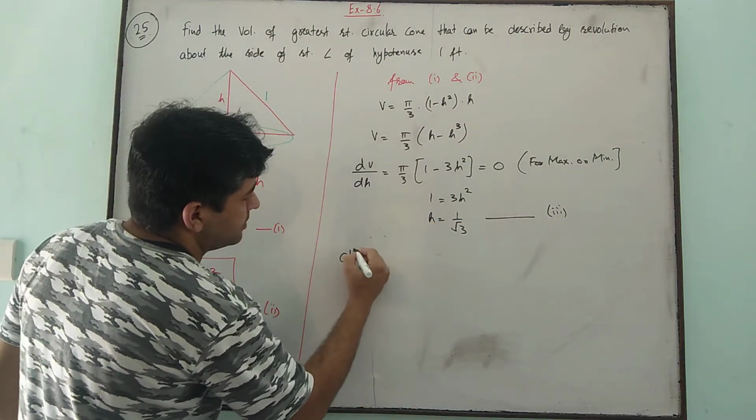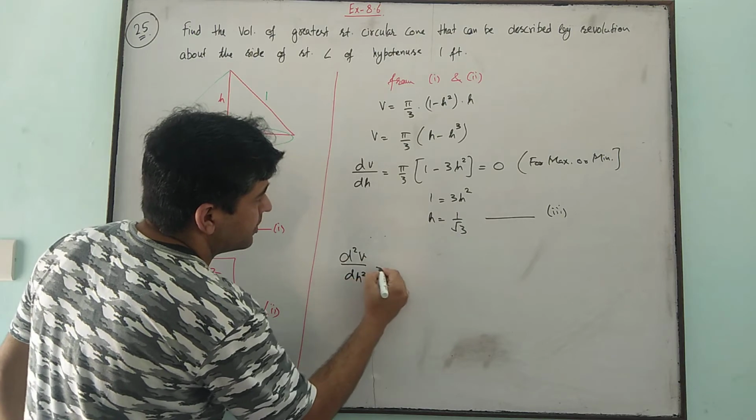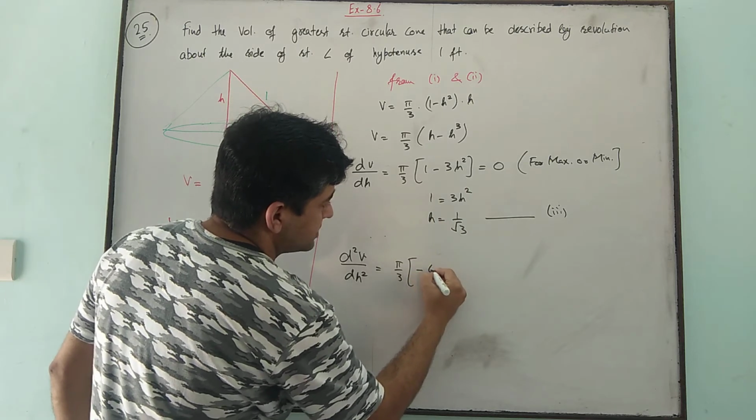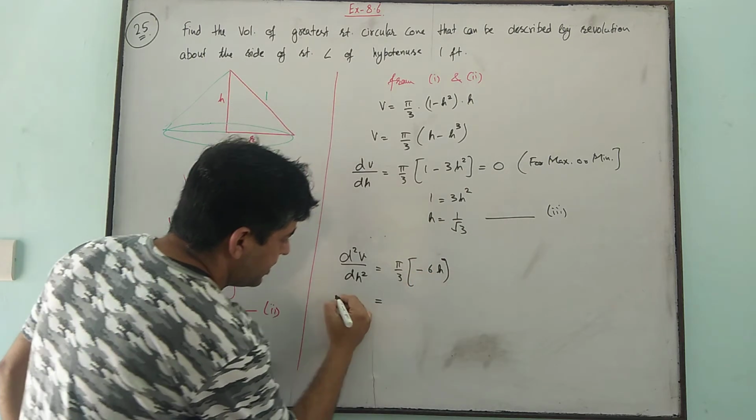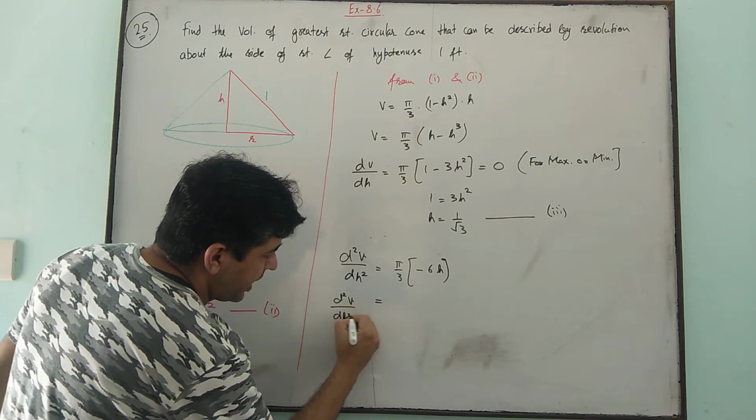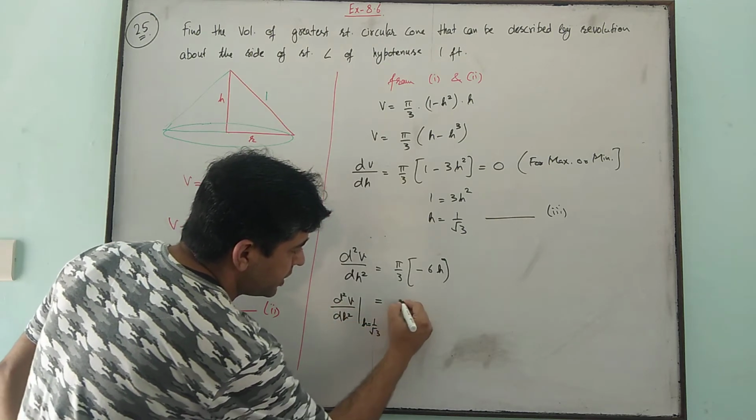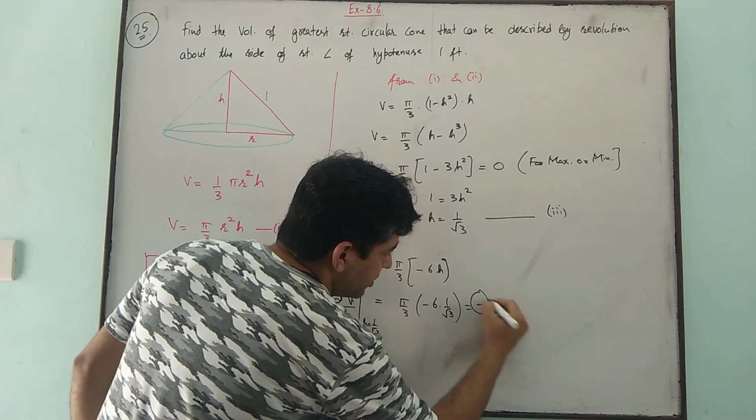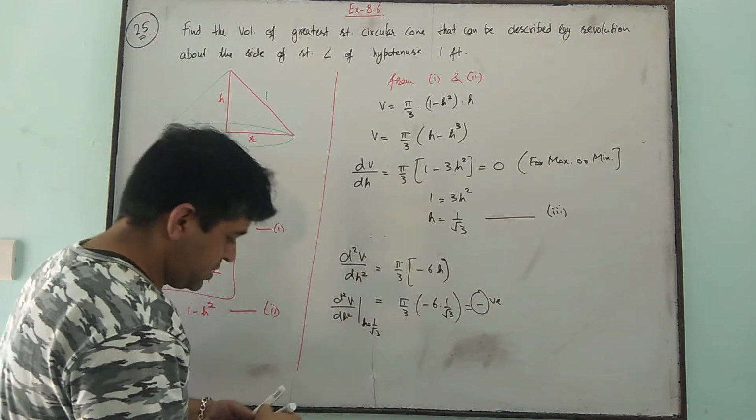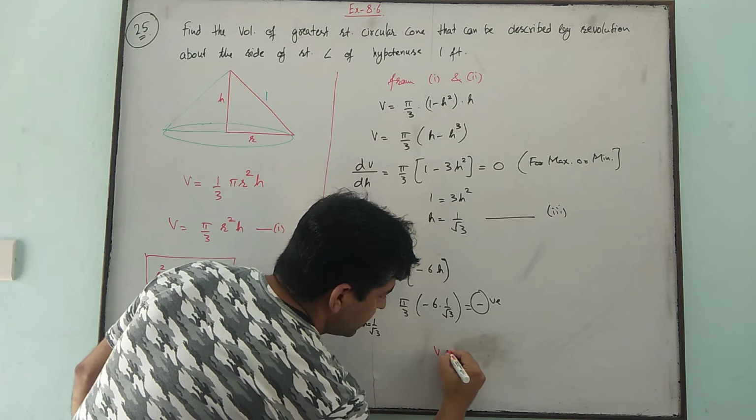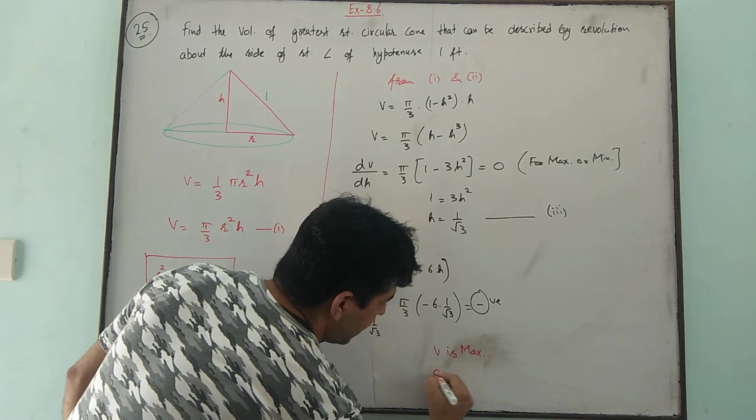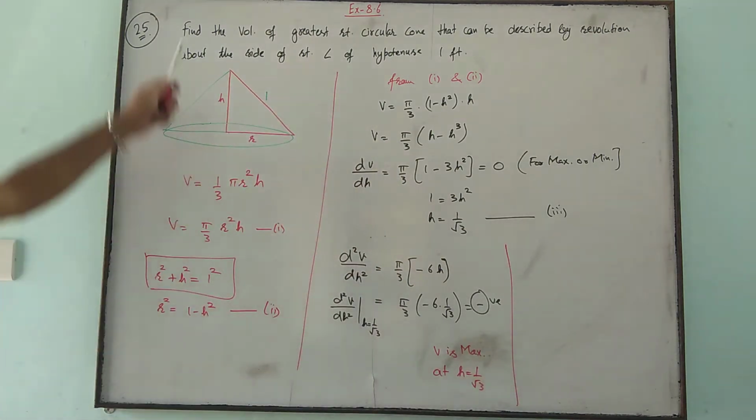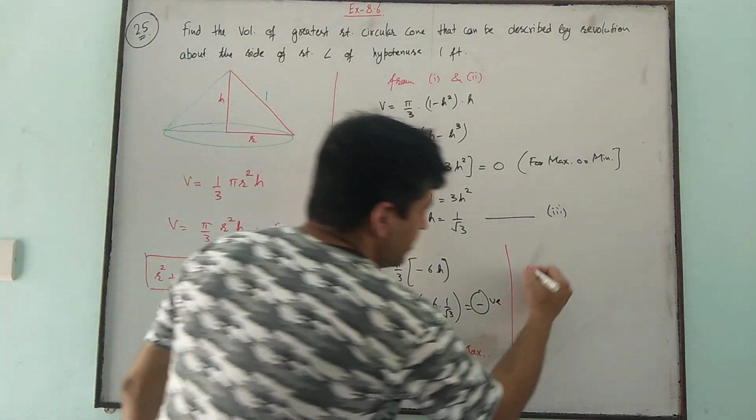To prove it is maximum, we need to differentiate it again. For the 1 it is 0, for the other term it is minus 6h, and the double derivative at h is equal to 1 by root 3 will be negative. Negative means that volume is maximum at h is equal to 1 by root 3, and the question is to find the maximum volume.